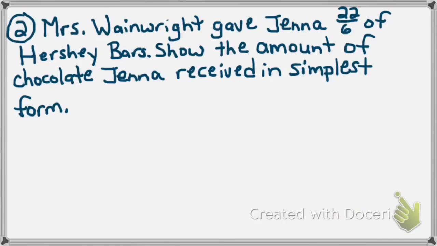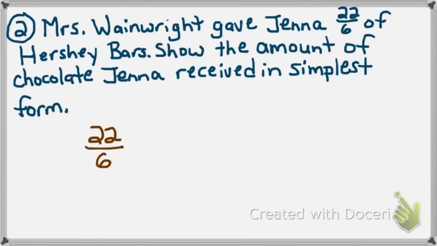Let's take a look at example number 2. Mrs. Wainwright gave Jenna 22/6 of Hershey bars. Show the amount of chocolate Jenna received in simplest form. Okay, so what do I need to do? I need to show the amount of chocolate Jenna got in simplest form. So let's write down how much chocolate she got, which is 22/6 of Hershey bars, and simplest form.